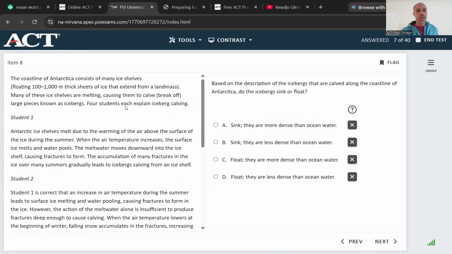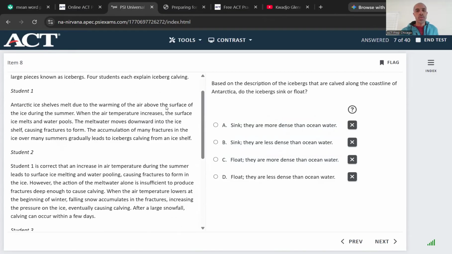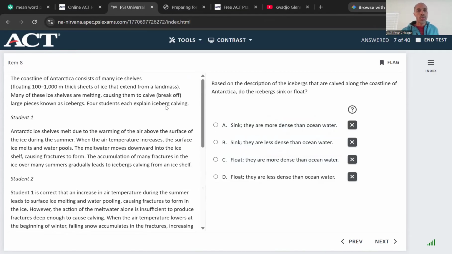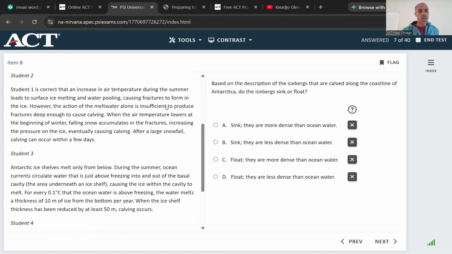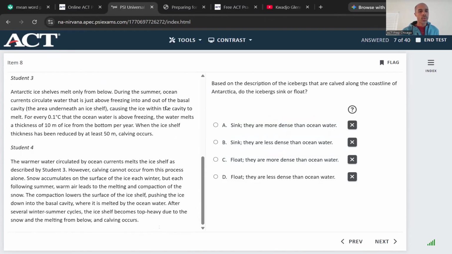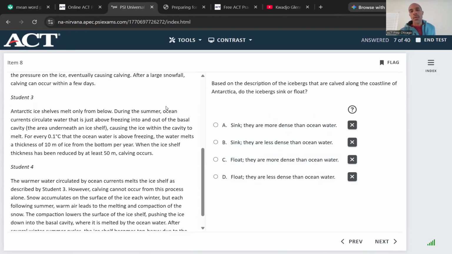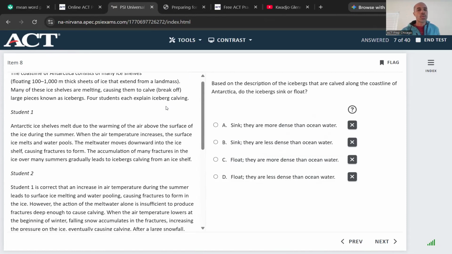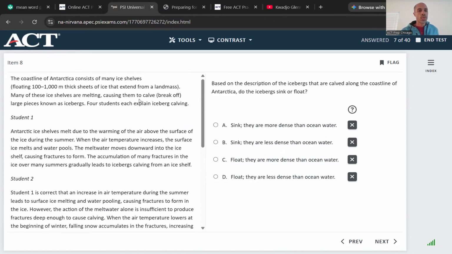Four students each explain iceberg calving. I don't know if this is denser than ocean water. Well, here's what I do know. Icebergs usually float in water, so that means they would have to be less dense than the water.